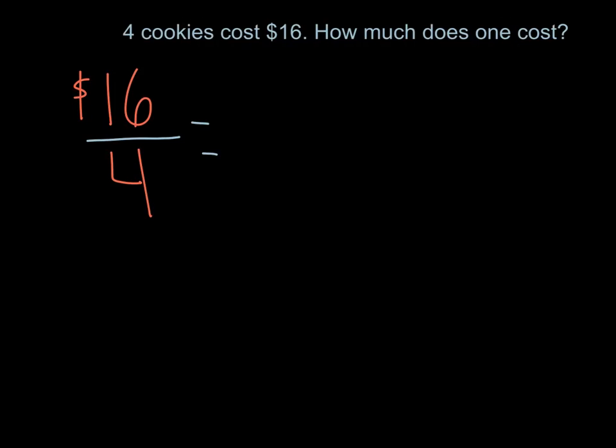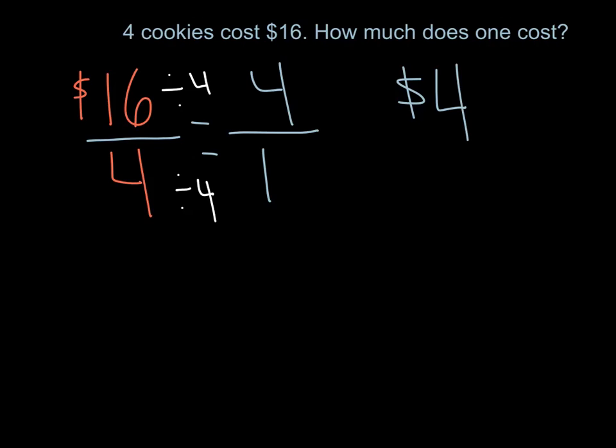In a unit rate, we want our denominator to be 1. We always want it to be 1. So now we use proportional reasoning to think, how did I get from 4 to 1? Divide by 4. So we also do the same to the numerator. 16 divided by 4 gives me 4. So to answer this question, 1 cookie would cost $4.